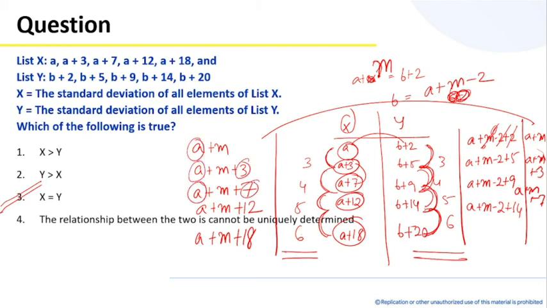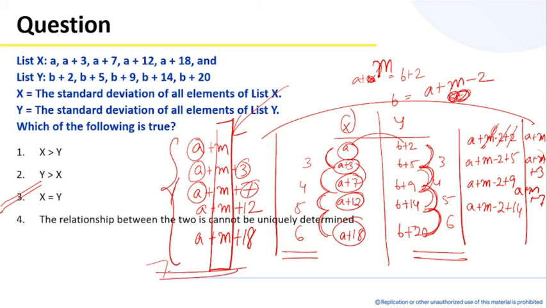So what is the constant getting added? A particular constant m is getting added, so the dispersion is not going to get impacted. So I don't need to really do all this. All I need is that because the dispersion among the values is going to be the same, definitely the standard deviation is going to be the same. So the right choice in this case is going to be 3.